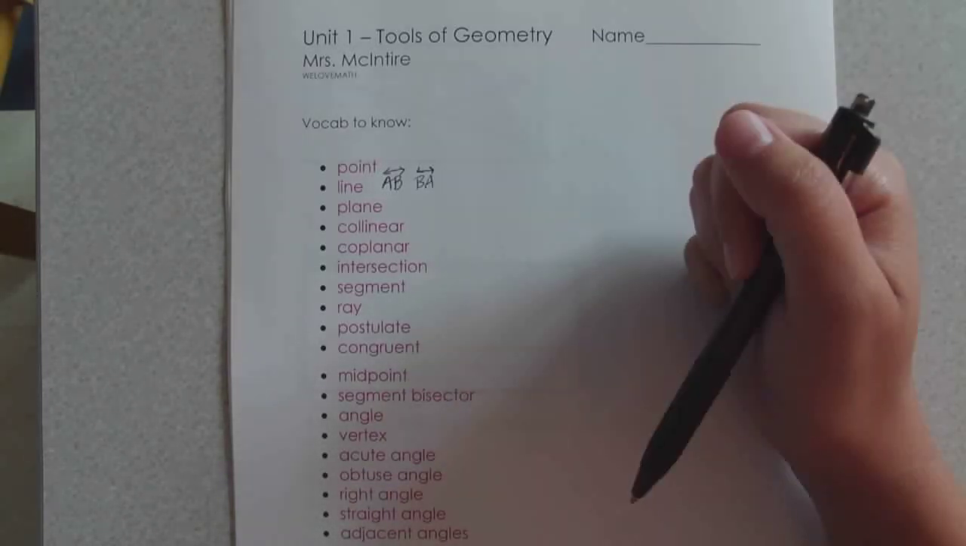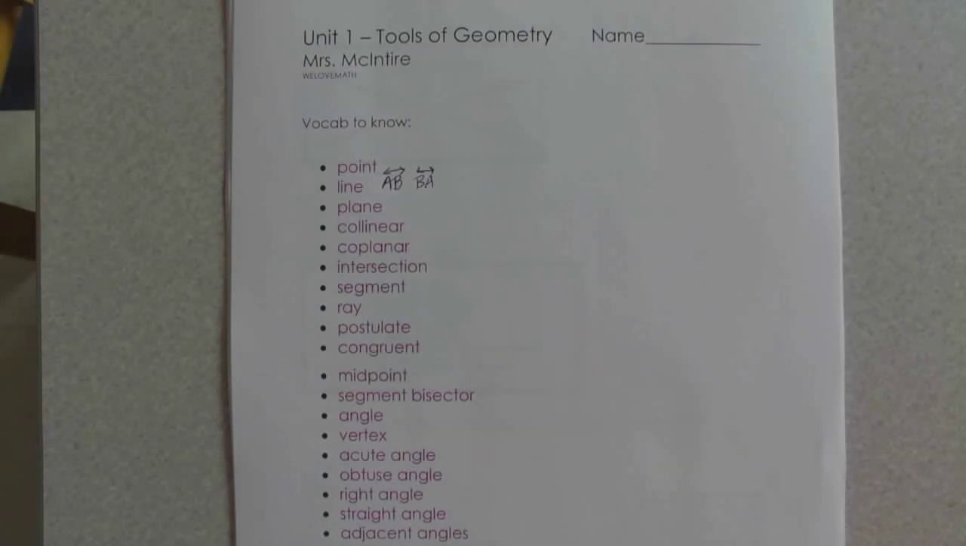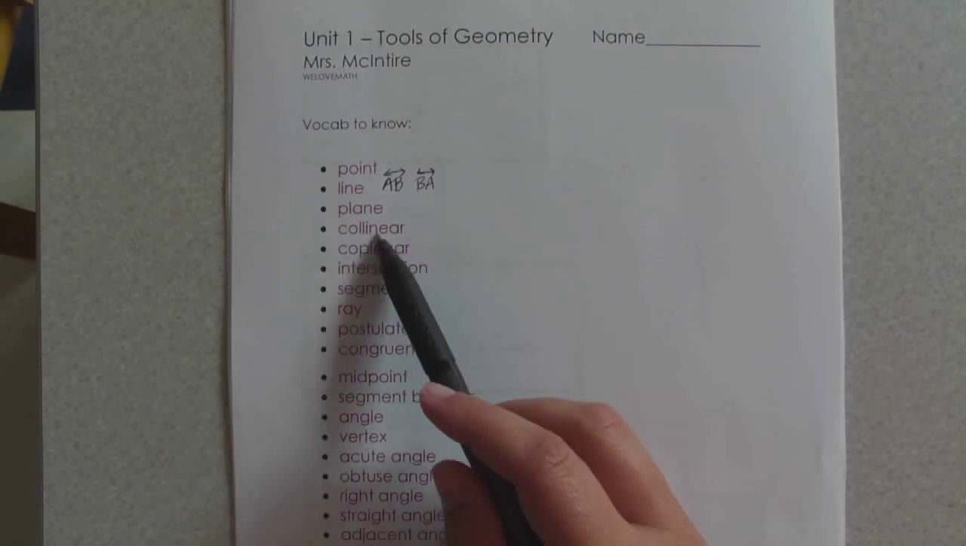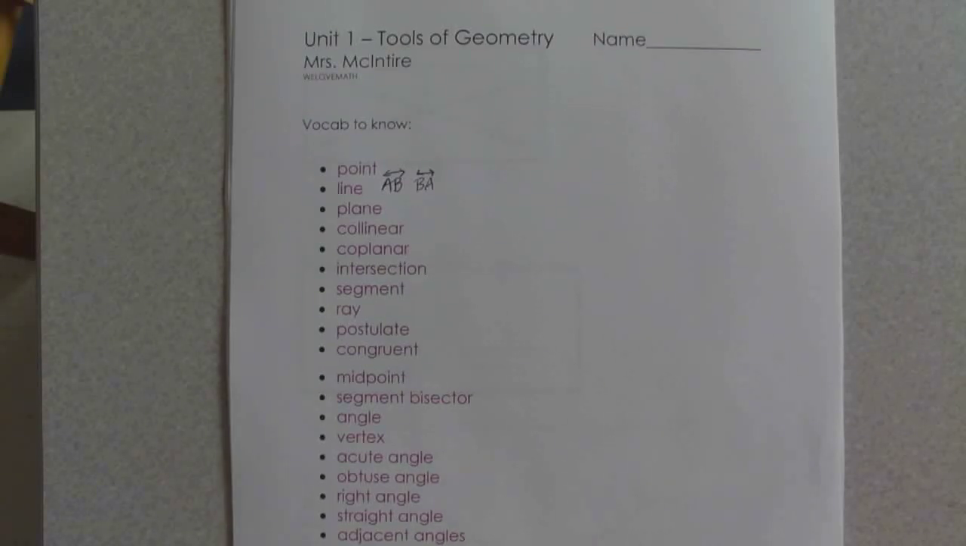You would need to know the symbol for congruent. Hopefully it's kind of obvious which ones you would need to know the notation for. Collinear doesn't have a notation. So on your own time, look up those words, and then you have the space if you want to write down definitions or just something to remind you what it means. That would be fine. Okay, next page.